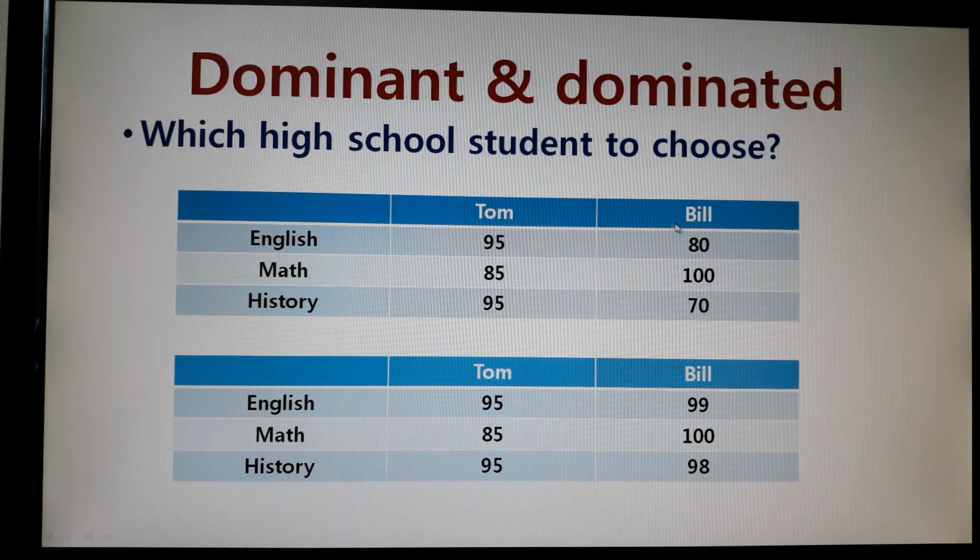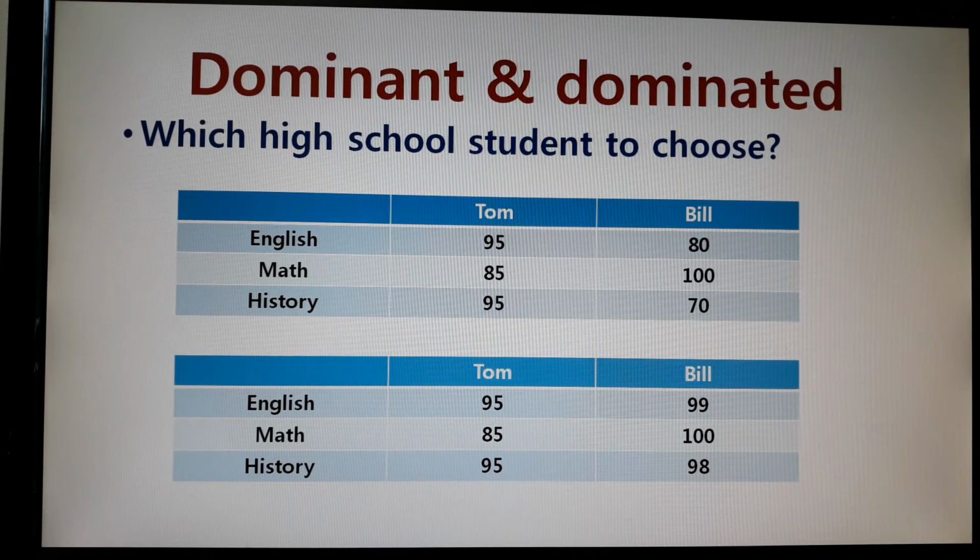In the first case, we cannot say dominance and dominated because in math, Bill is better, but in English, Tom is better. Then we cannot say dominance. We say dominance when categorically, in every way, Bill is better than Tom. Okay, that is what the English word dominant means.